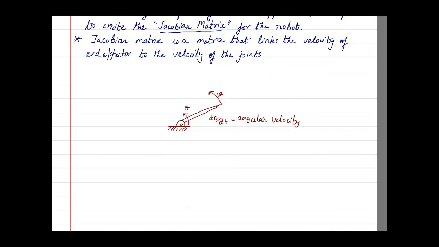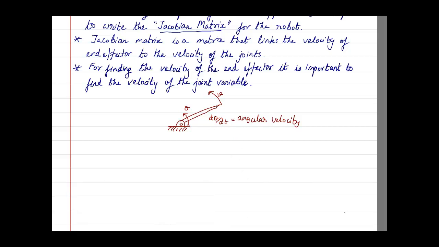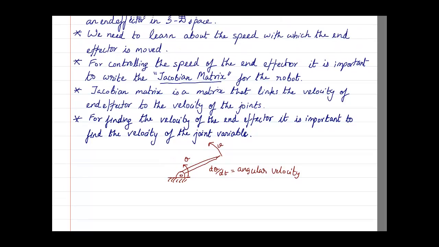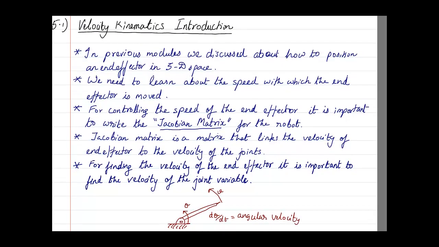So we can write the next point: for finding out the velocity of the end effector, it is important to find the velocity of the joint variable. Unless we find out the angular velocity, we cannot find out the velocity of this end effector. So let me write that as a point. For finding the velocity of the end effector, it is important to find the velocity of the joint variable. So this is the basic introduction of velocity kinematics.